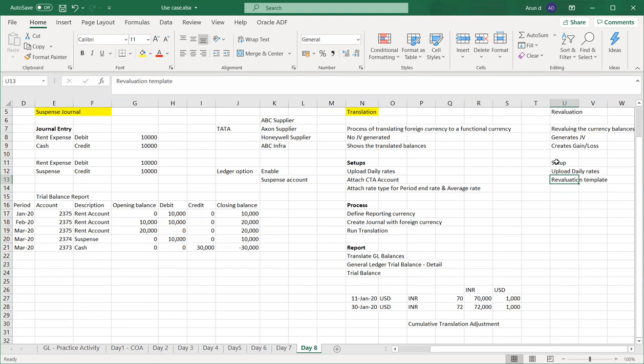Yeah, so that is the difference. And here we have two terms: one is realized and the other one is unrealized. Unrealized is when the payment is not done. Realized is when the payment is done. So that is the difference between unrealized gain or loss and realized gain or loss. We are defining the template by giving the respective accounts. After that, the same process, we will run the revaluation.